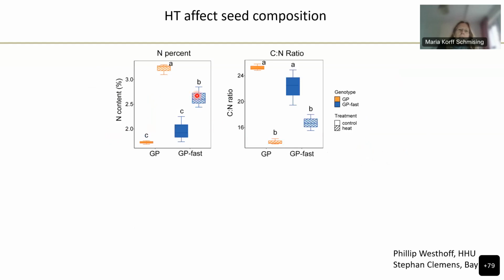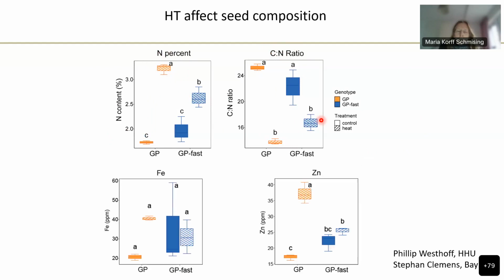So we can see an increase in nitrogen in both genotypes under high ambient temperature conditions, and then also in the carbon-nitrogen ratio, which is reduced under high ambient temperature conditions in both genotypes. But we could also see some changes in micronutrients such as iron and zinc, which are affected apparently by high ambient temperature conditions. And this is something that we need to further explore.